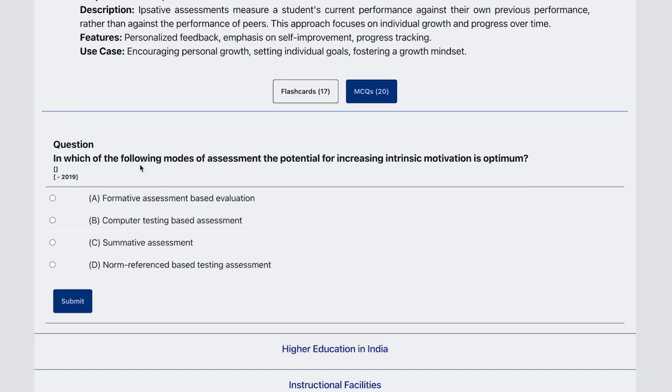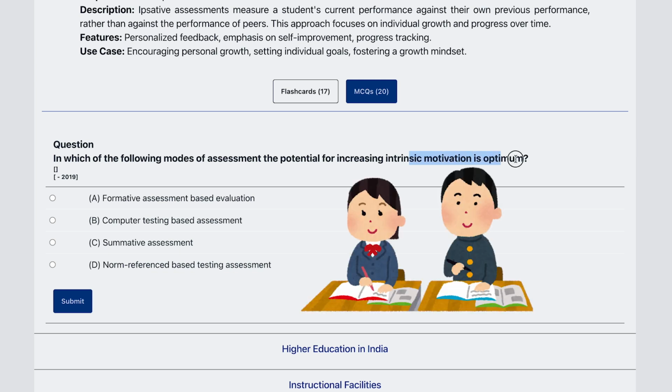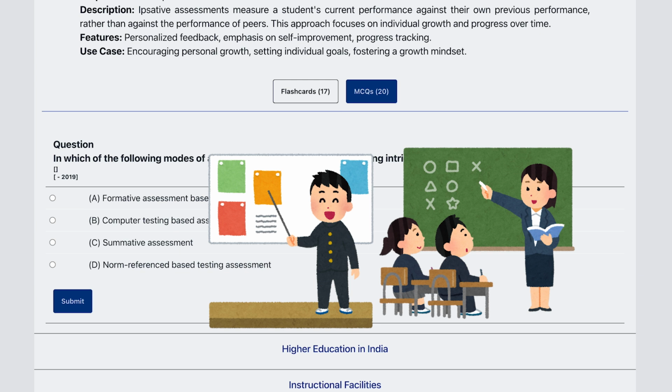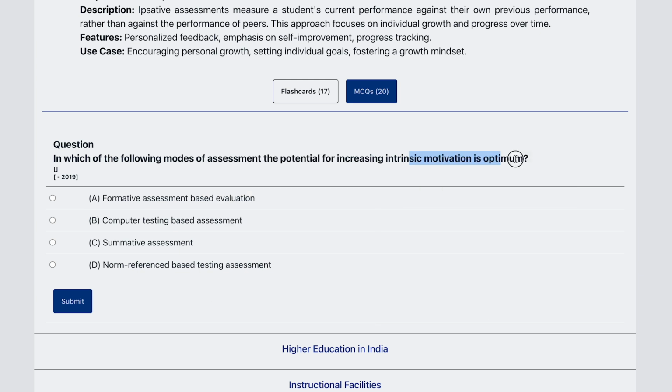Perfect. Which of the following modes of assessment, the potential for increasing intrinsic motivation is optimum? Intrinsic motivation, right? So it should be more continuous, and continuous would be formative assessment. But you can also think of it this way. Whenever a teacher asks you questions and then probes you to answer, it makes you more curious. Or has short quizzes in the class, and if you know you're doing well, that will motivate you. Oh, whatever I'm studying, it's showing up in the class. So intrinsic motivation. That's why I feel option A is the correct answer. But let's look at others as well.